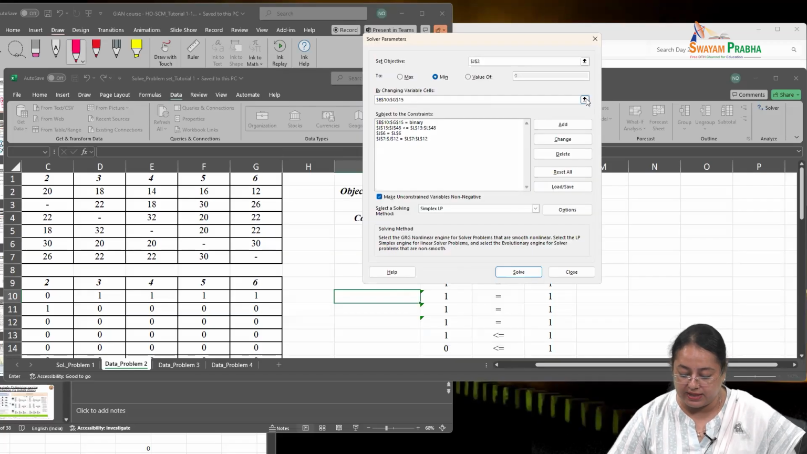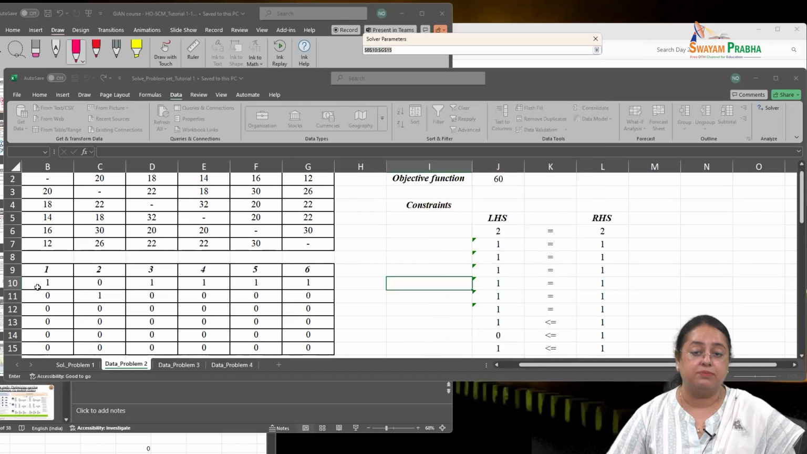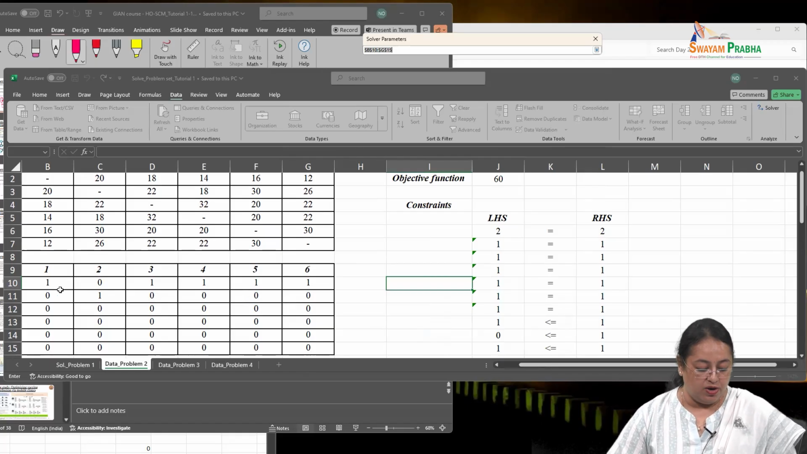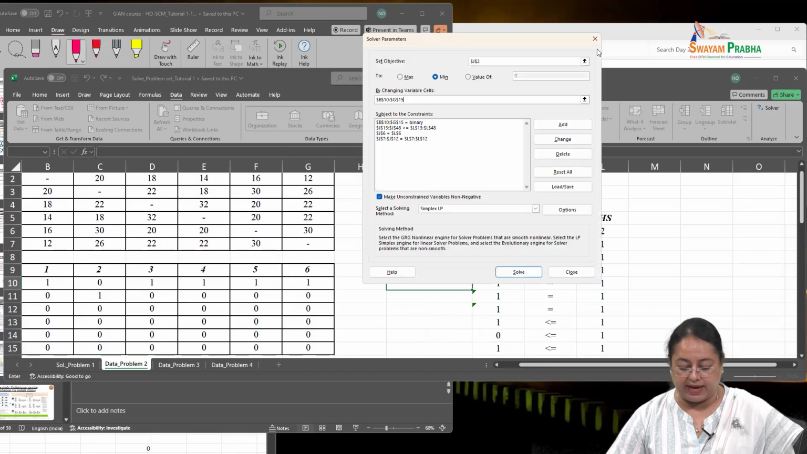If I click on that, which are your decision variables? This one, where you have put all 0 to start with. We want to determine these decision variables. So you select the whole array. This is your decision variable. Go back, select it, go back.